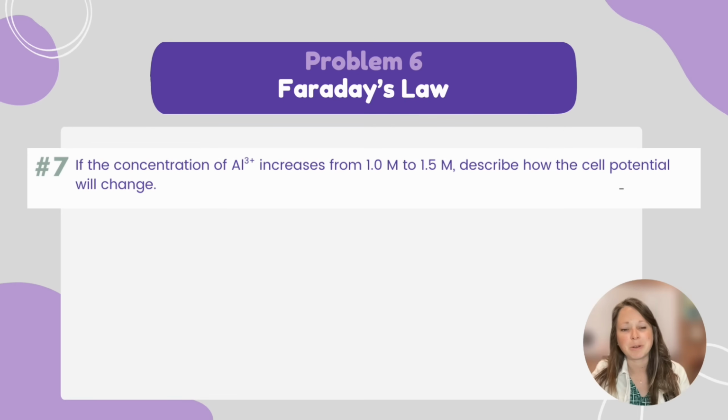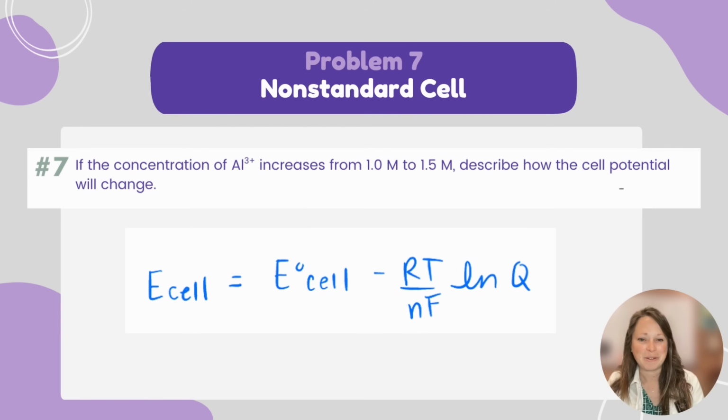All right, and the last type of question that I think we might see is a non-standard cell. I should have updated the title there. Sorry about that. There we go. So if the concentration of Al3+ increases from the standard concentration of 1 molar to 1.5 molar, how would the cell potential change?